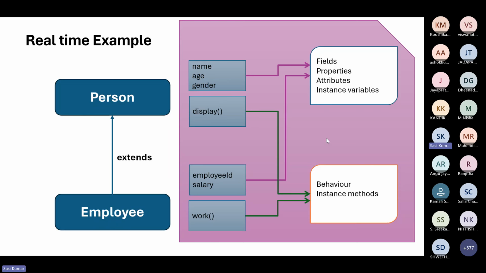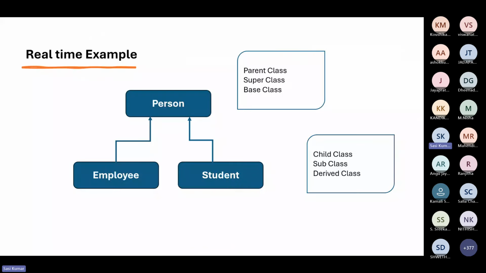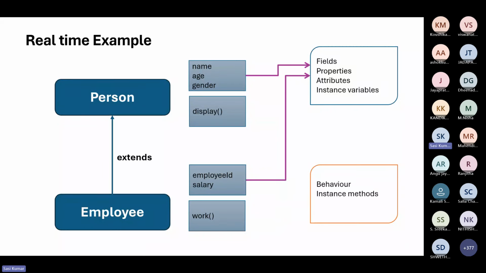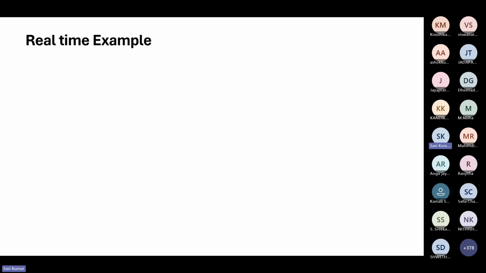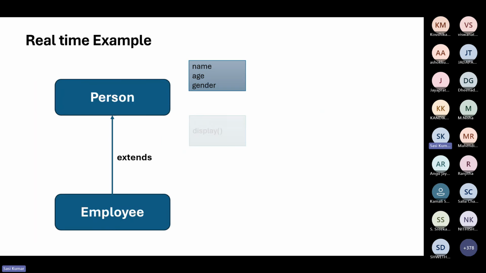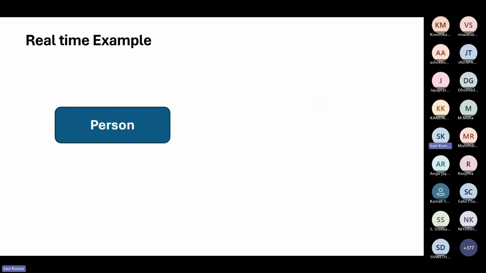So let's go with one more example. In the previous example, we are going to see two classes. One is employee class. With this example, we cannot say inheritance is possible because we need one more example. That's why we are going with one more example called student. Then you will come to know why we need base class. In student also, student will be having name, age, gender. So that is where inheritance comes.